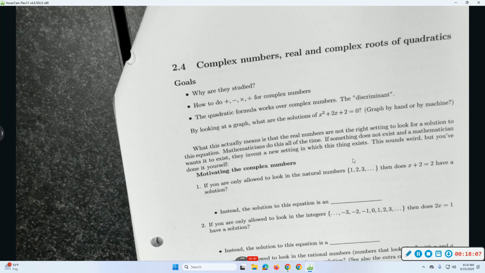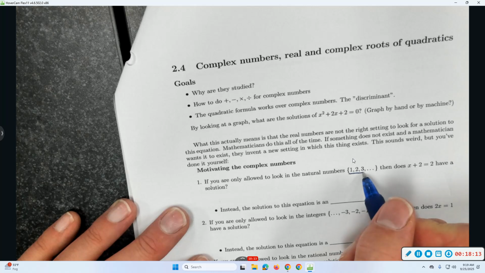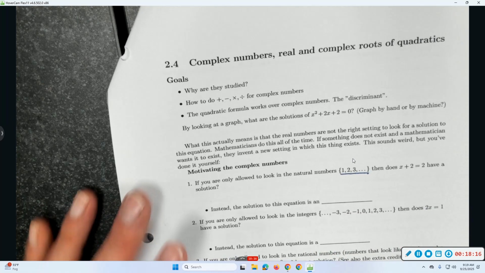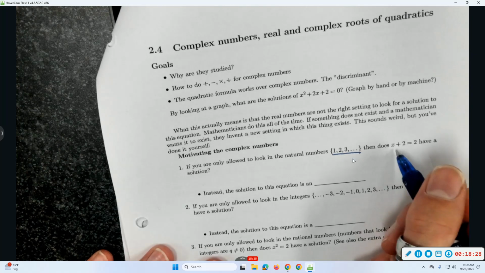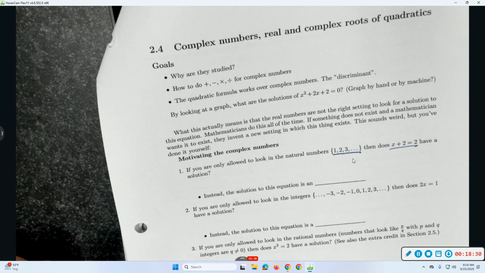So there's a lot of examples where you just need to invent a new class of numbers to solve an equation. For example, let's suppose you only believe in the natural numbers, the counting numbers. I can have 3 pigs. I can't have the square root of 5 pigs. So you only believe in counting numbers, but if you do, does that equation have a solution?